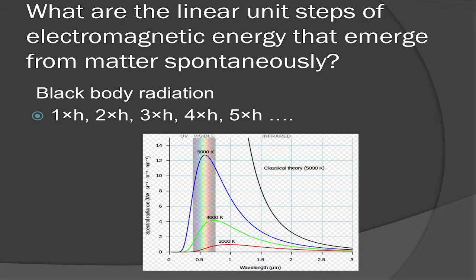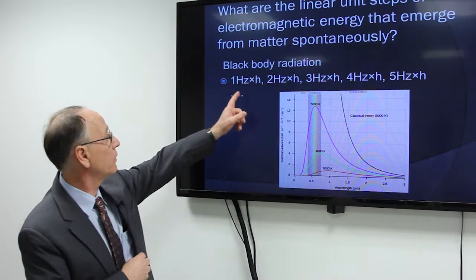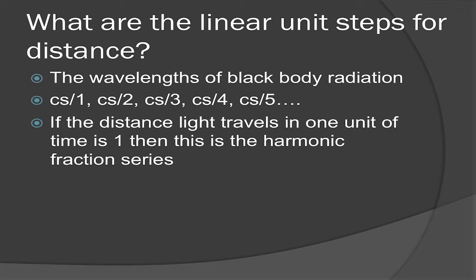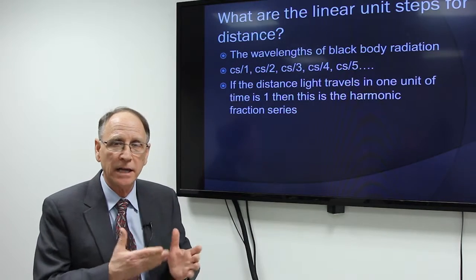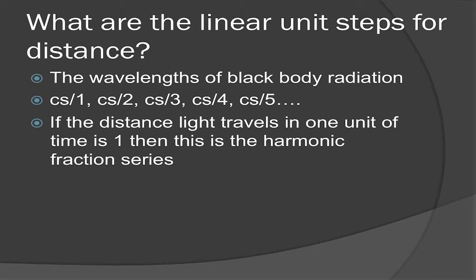What are the linear unit steps of electromagnetic energy that emerge from matter spontaneously? This is called black body radiation. This is a graph of it from Wikipedia. Well, those are related to the integer steps of 1 Hertz times Planck's constant, 2 Hertz times Planck's constant, and 3 Hertz times Planck's constant. So this is just a consecutive integer series, exactly what we were talking about before. If you look at the wavelengths of black body radiation, you take the speed of light times 1 second, and you divide it by 1, then you divide it by 2, then you divide it by 3. Well, that's exactly what we were talking about before. These are just harmonic fractions.